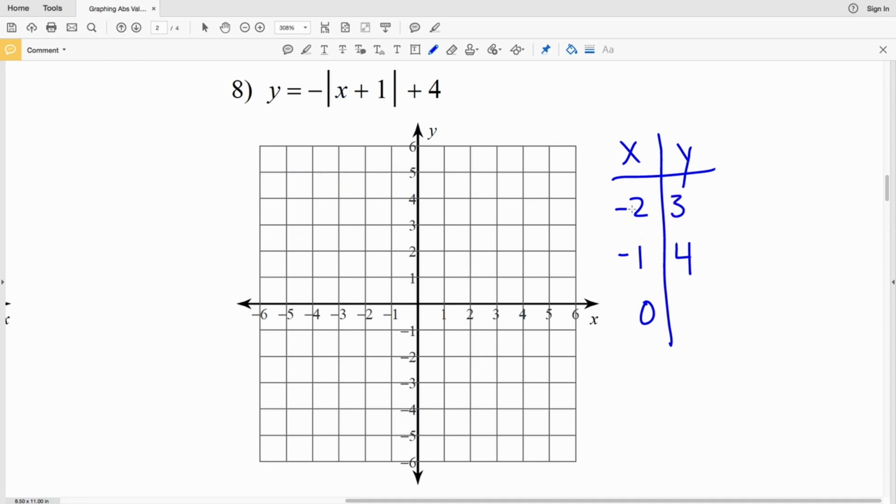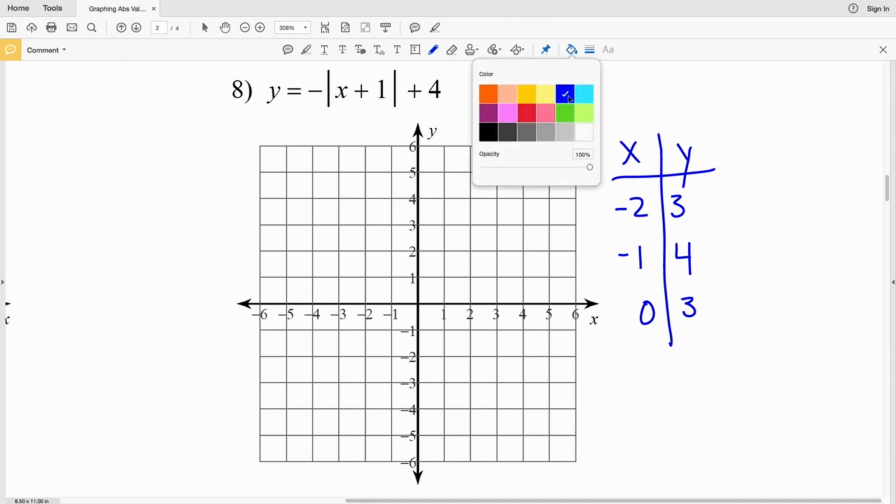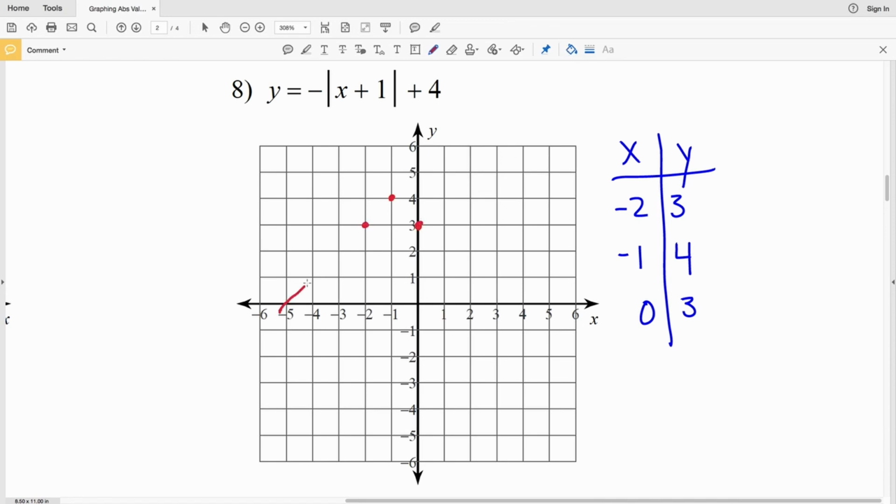And since they're both the same distance from that turning point, the values are the same. So -2, 3, and then 0, 3. Plotting those, and then connecting the lines.